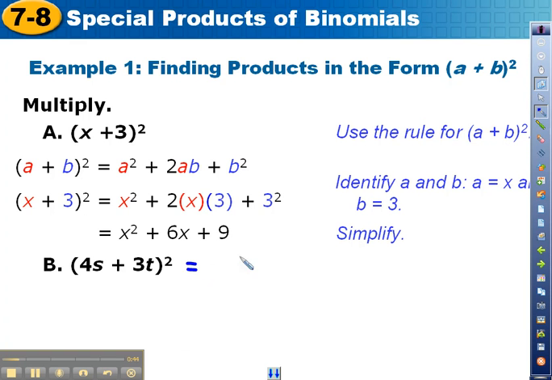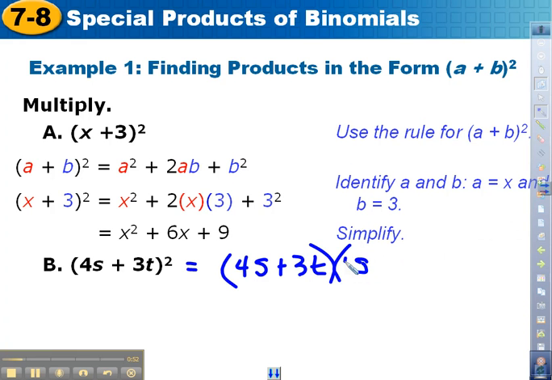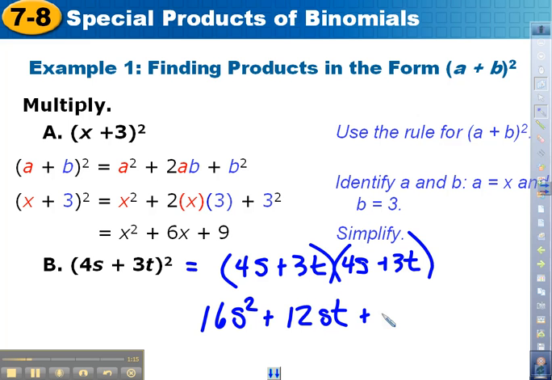On B, aren't they asking you to take 4s plus the 3t and multiply it by itself? Yep. 4s plus 3t. Using FOIL, what happens when you multiply your front two terms together? 16s to the second. What happens when you multiply your outside two terms? 12st. Inside two terms? 12ts. St. Alphabetical order.